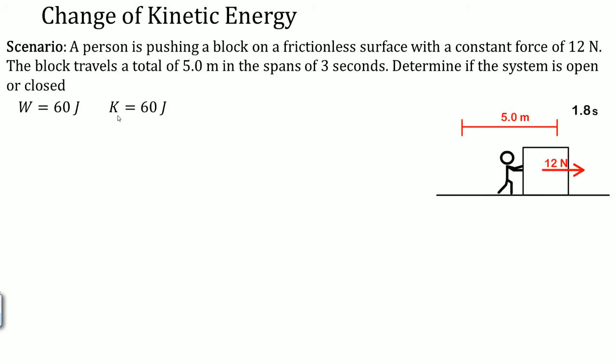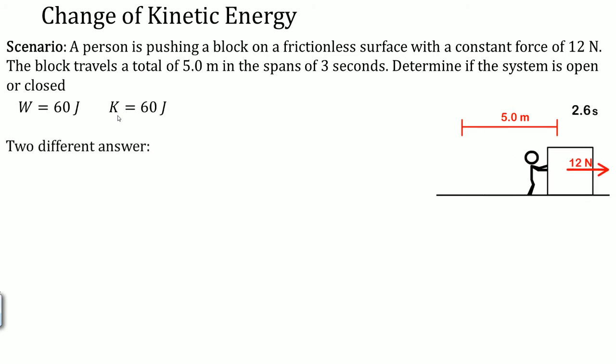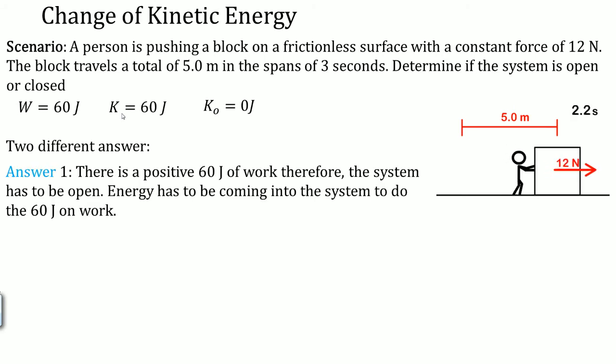There are two different answers here. They're answering the same thing, but there's two ways of answering it. Notice that the initial kinetic energy was 0 because the object was at rest. The first answer, you would say there is a positive 60 joules of work in there. Therefore, the system has to be open. The energy has to be coming in from somewhere into the system for it to do work. So this person is only moving this block because energy is coming in.